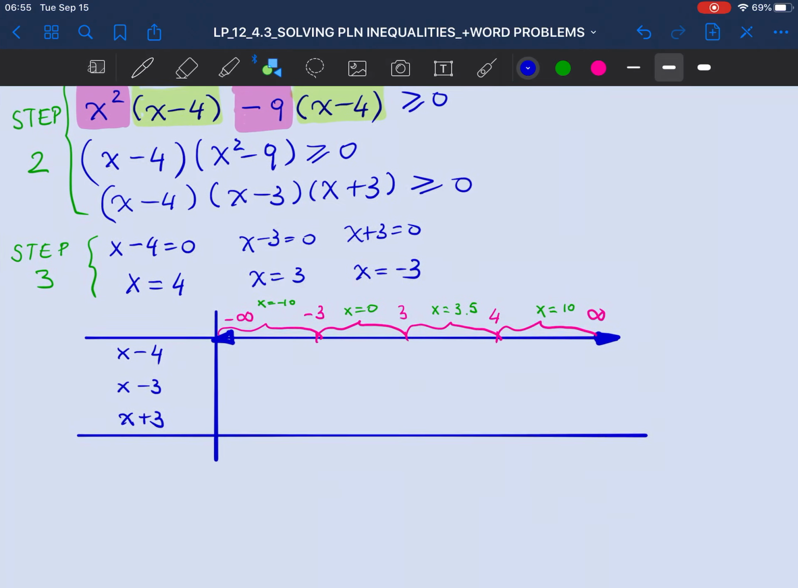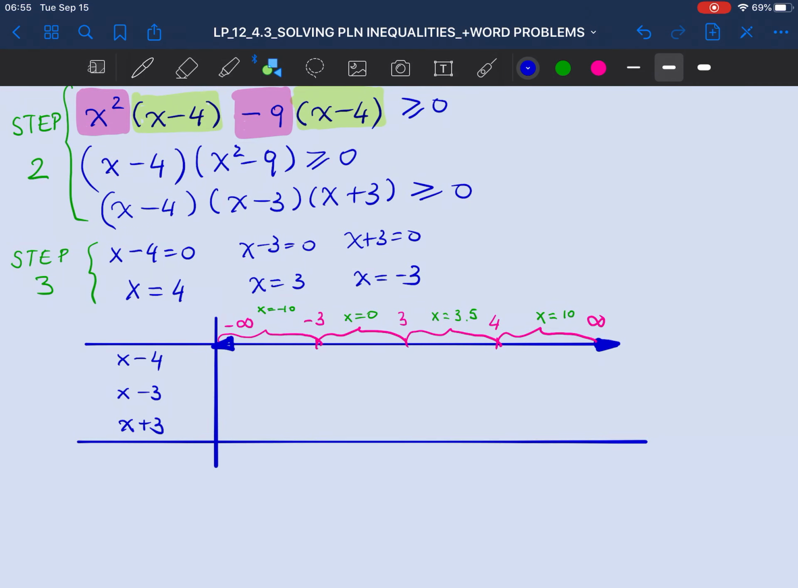Once we're done, we're going to draw the line and write the product: x minus 4, x minus 3, and then x plus 3. So we're going to study the signs of each factor, and based on the sign of each factor, we are going to determine the sign of the product.